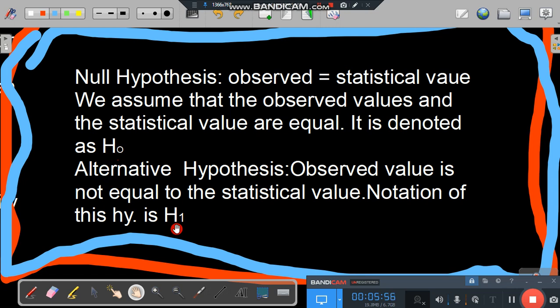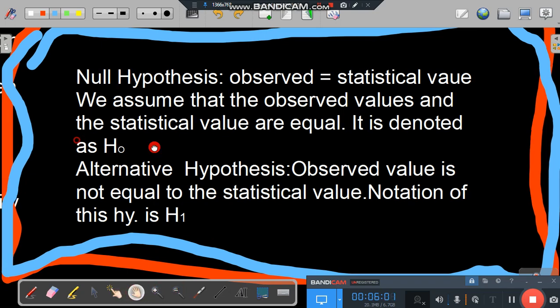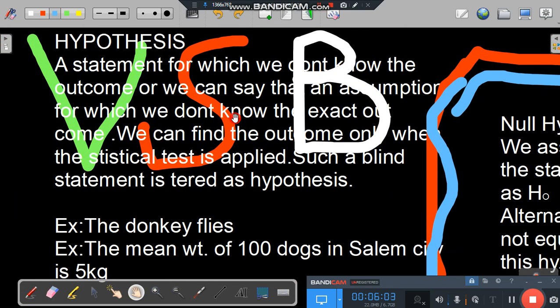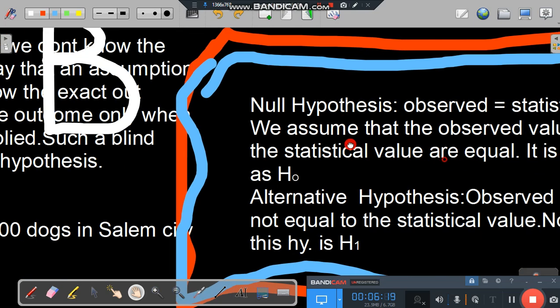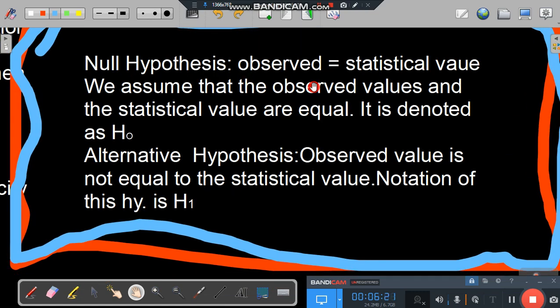By this time you must understand what a hypothesis is. A hypothesis is a blind statement and the result we don't know. We have to apply a statistical test, then only can we know the result, that is, whether the statement is accepted or rejected. The next one is the null hypothesis, where the observed value equals the statistical value, notation H0. The third one is the alternative hypothesis, where the observed value is not equal to the statistical value.